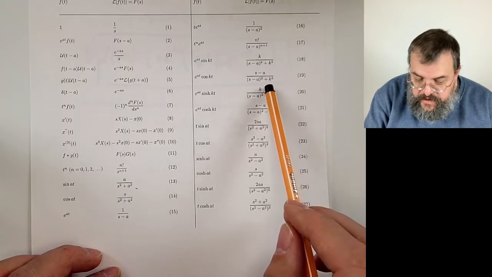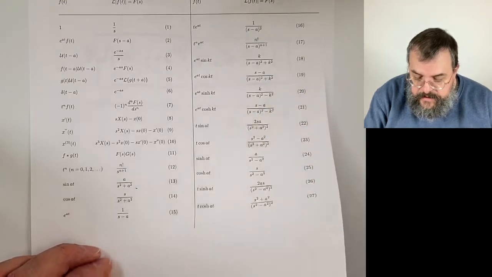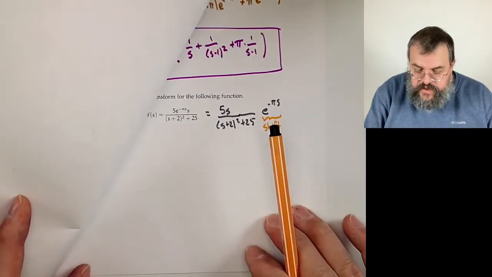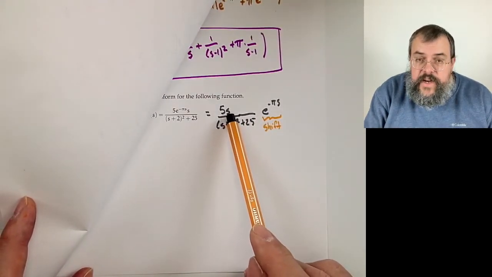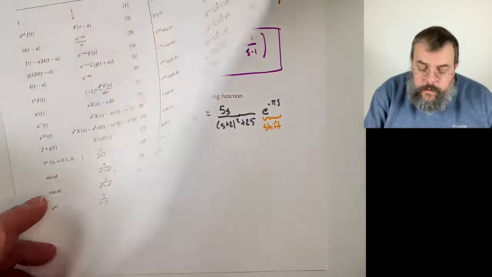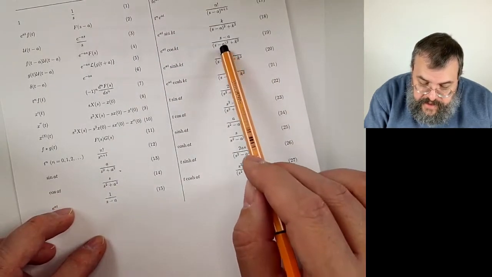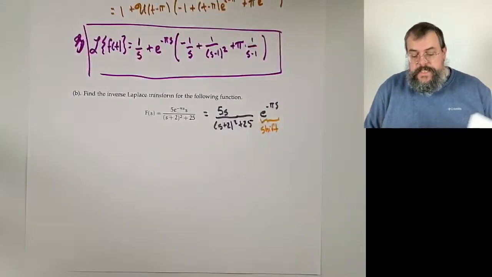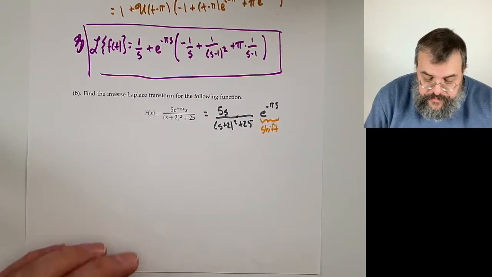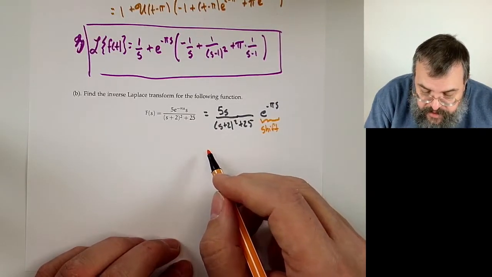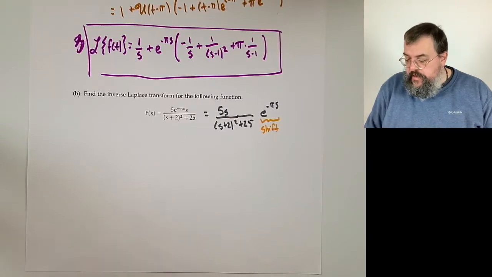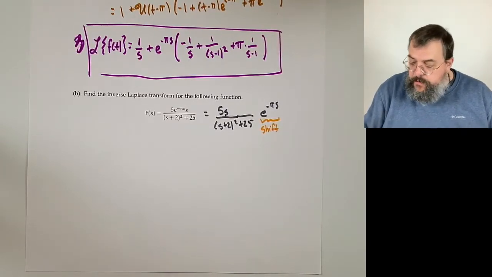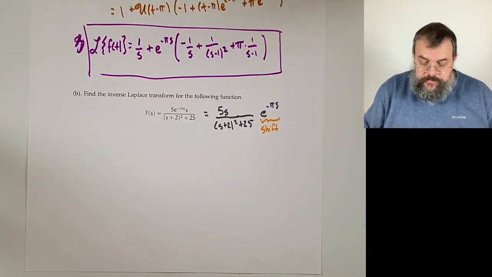That's no problem. 25 is 5 squared. But there's a catch. It's not exactly right, right? See that 5? We would like there to be s minus a. We don't have that. So we say, okay, let's get to that point. So the way we get there is we find a way to rewrite the expression.